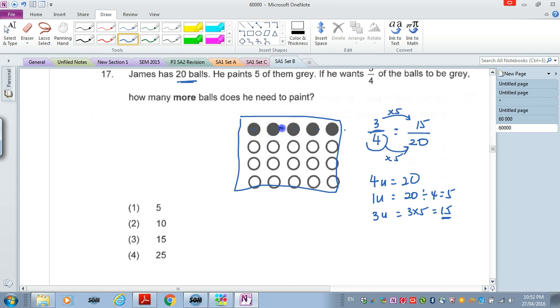He already has 1, 2, 3, 4, 5. So he takes 15 minus 5. The answer is 10. So he would need 10 more balls to be grey.